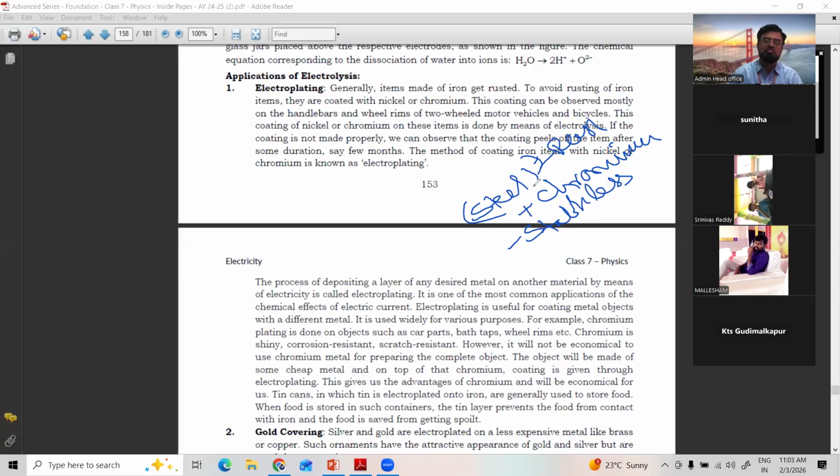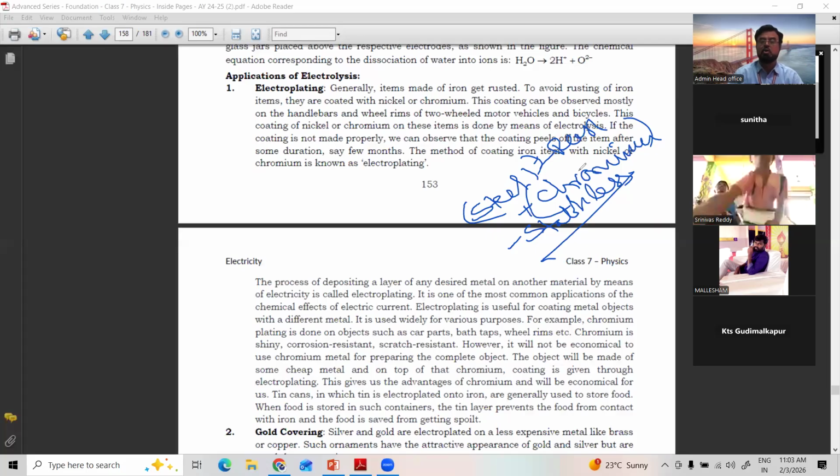So to protect the steel, what are we doing? We are coating it with chromium. Then it becomes stainless steel. It won't be rusted easily. It stands for a long time. That is called electroplating. Coating one metal over the other. Why are you coating? To protect from oxidation.